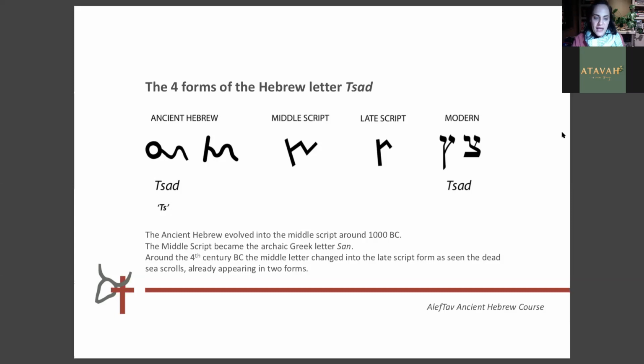It fell away. And then around the 4th century BC, the middle letter changed into the late script, which is just a simplified version. It looks to me like our letter R. And it's also found in the Dead Sea Scrolls. But in the Dead Sea Scrolls already, they found it in two different forms, where you could already see that they have a medial and a sofit form of different letters. Then we have the modern Hebrew on the right, the medial form, and then also again the sofit form, again looking almost like the letter Y.